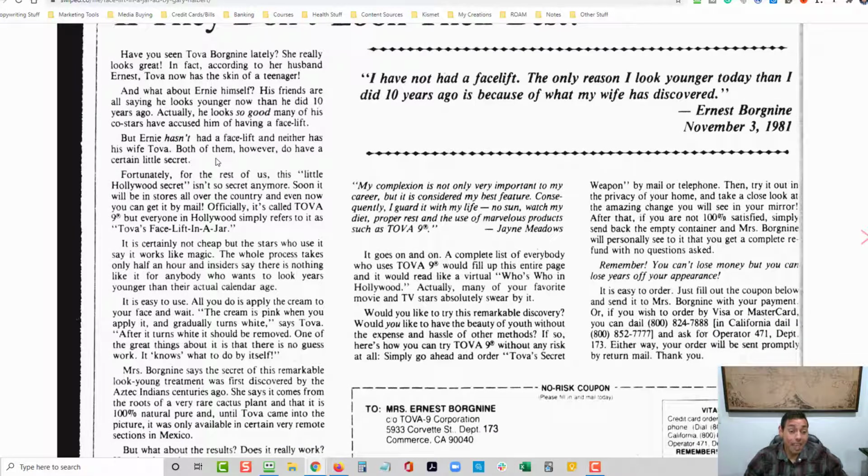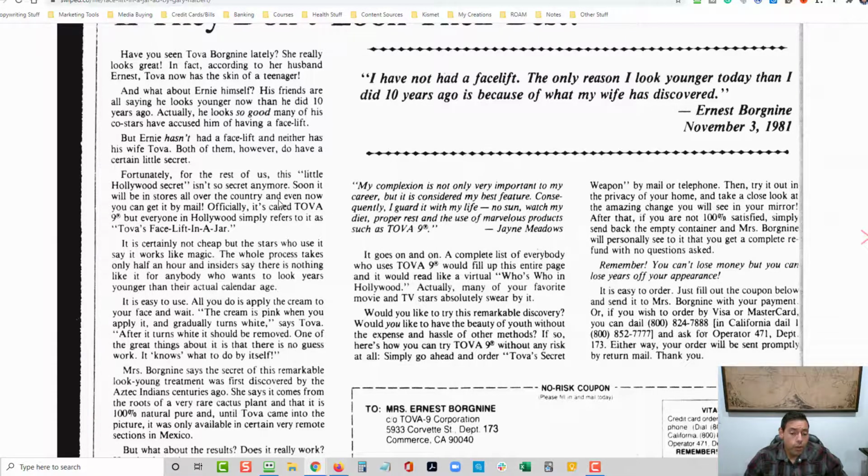But Ernie hasn't had a facelift, and neither has his wife. Both of them, however, do have a certain little secret. Okay, so again, people love secrets. They love this idea that this Hollywood star discovered this magical cream that's like a facelift in a jar.